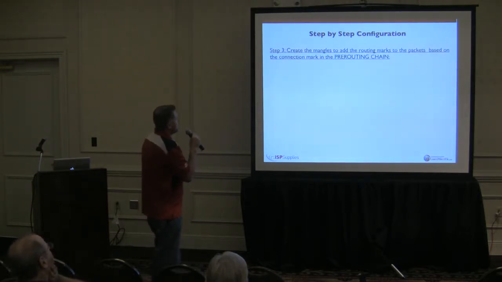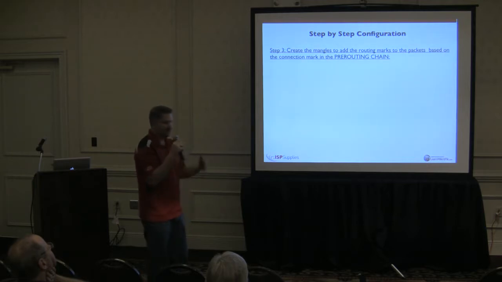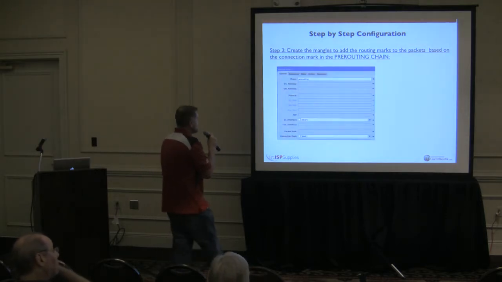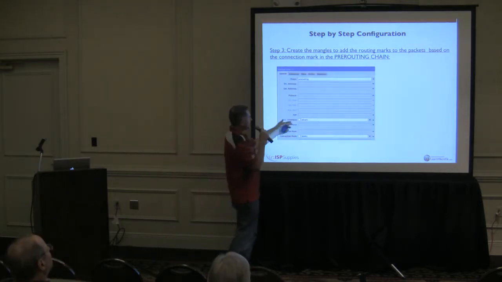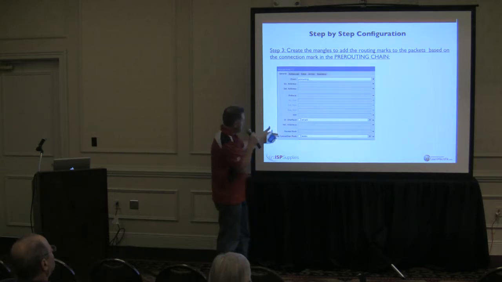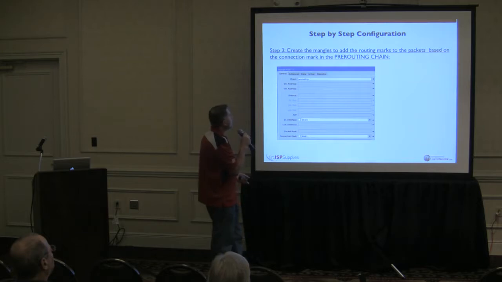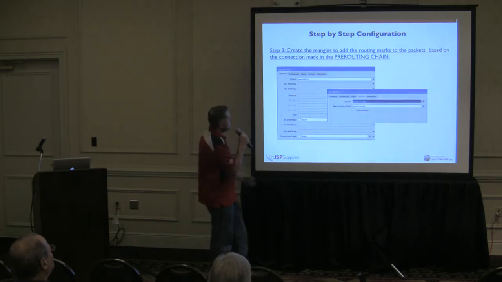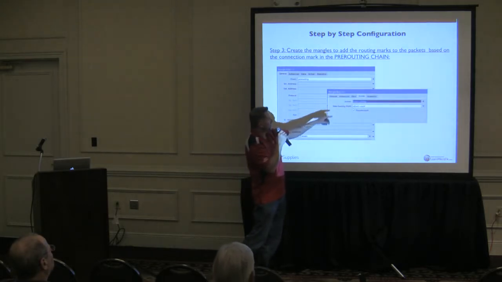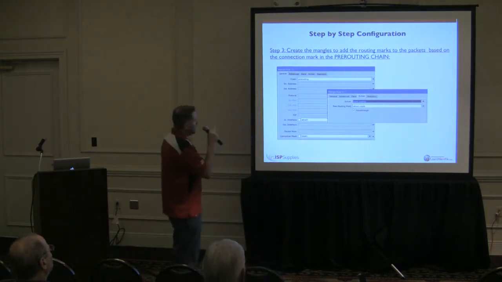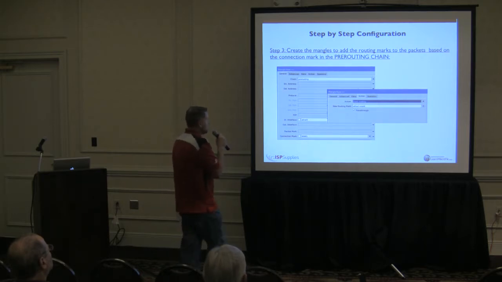Step 3 is create the mangles to add the routing marks to the packet. So we've marked the connections first. Now we mark the individual packets. Again, the chain is pre-routing. We're matching all packets coming in Ethernet 5. If the connection mark is WAN 1, we're going to mark routing, and the routing mark that I picked is either one-mark. And I'll tell you in a moment why I picked that particular mark. It can be anything you want.